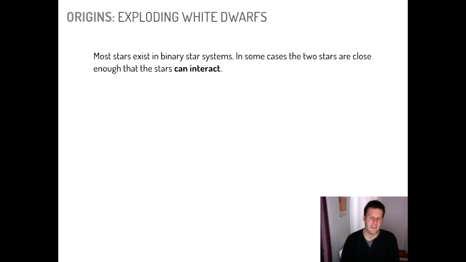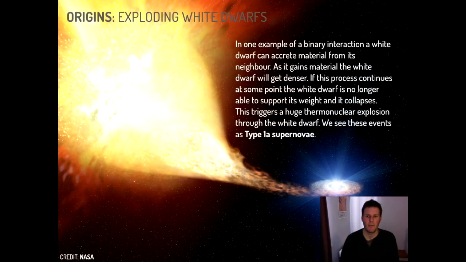Now in some cases, two stars are close enough that they can interact. In one example of an interaction, a white dwarf can actually accrete material from its neighbour. As it gains material from its wider, bigger neighbour, the white dwarf gets denser and denser and denser. If this process continues, at some point the white dwarf is no longer able to support its weight and it suddenly collapses. And as it does, it heats up, and this triggers a huge thermonuclear explosion through which the white dwarf is destroyed. We see these events as type 1a supernovae.